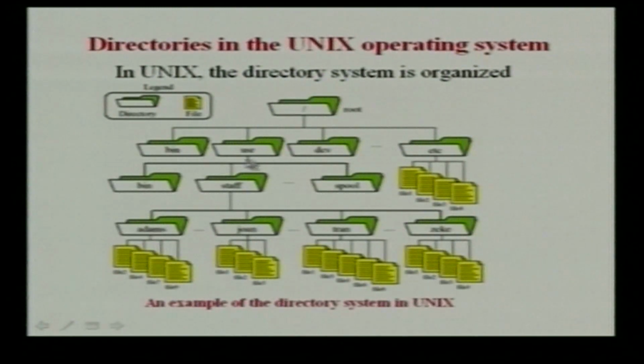And within user, we have shown only that example. You have bin, staff, spool, and many others also. And then within staff, you have Adams, Joan, and so on. And at any level, you can have files. So suppose you want to access one of these files, you have to say /user/staff/Adams/file2. Then you will access this file. So that is the way the path is specified. This is the directory system of Unix.